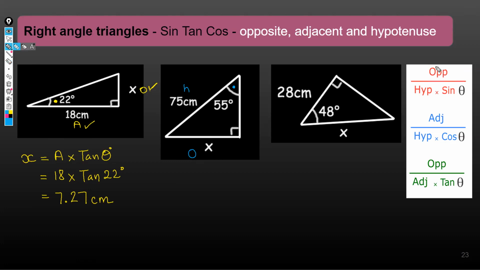So how do you find opposite? Opposite is hypotenuse multiplied by sine. So to find X is hypotenuse multiplied by sine theta. Hypotenuse is 75. The angle is 55. So let's work that out. 75 multiplied by sine 55. And a few people did send 61.44 roughly, if you round it off, centimeters, right?